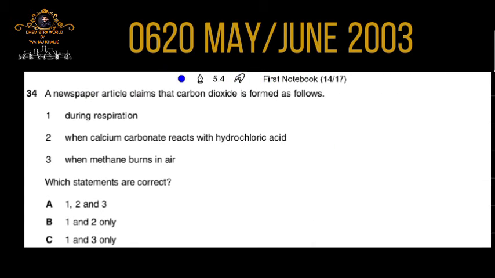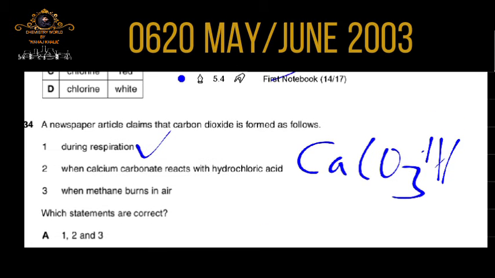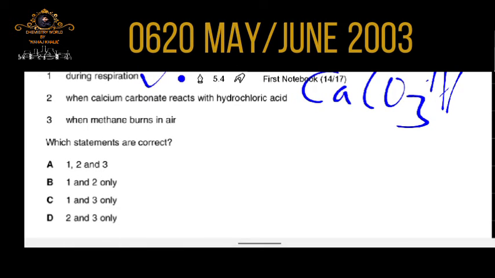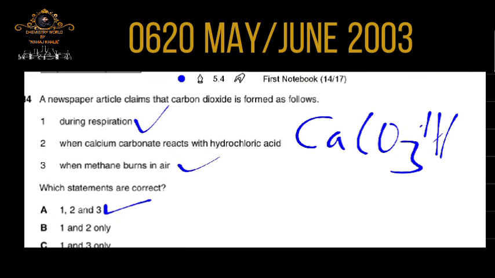A newspaper article claims that carbon dioxide is formed as follows: during respiration, when calcium carbonate CaCO3 reacts with hydrochloric acid HCl, and with burning of methane in air. As we know, when an organic compound burns, it produces carbon dioxide. Which statements are correct? 1, 2 and 3. All options produce carbon dioxide.